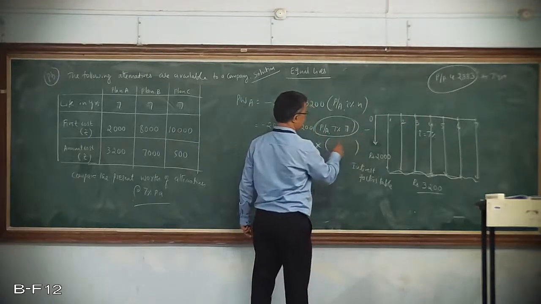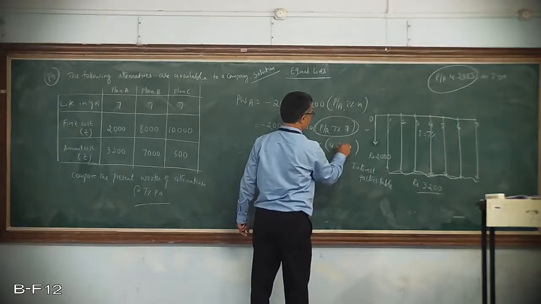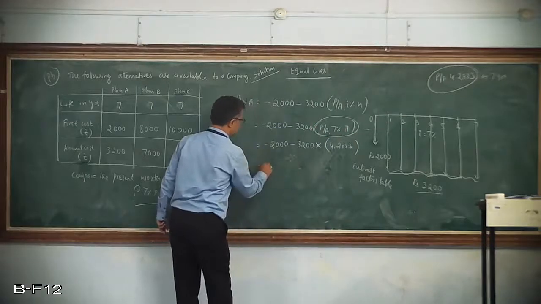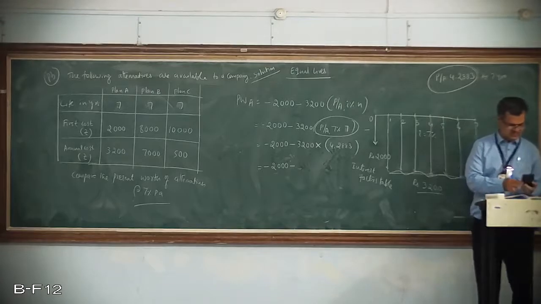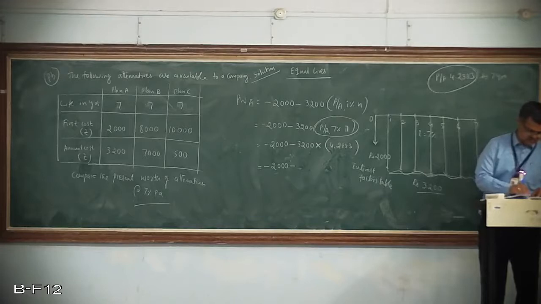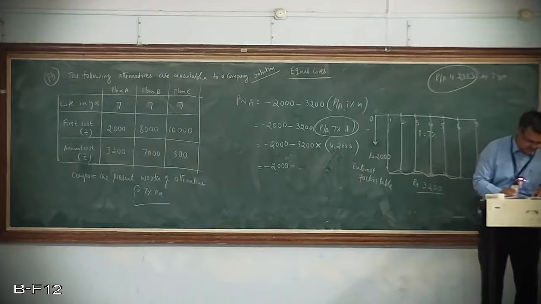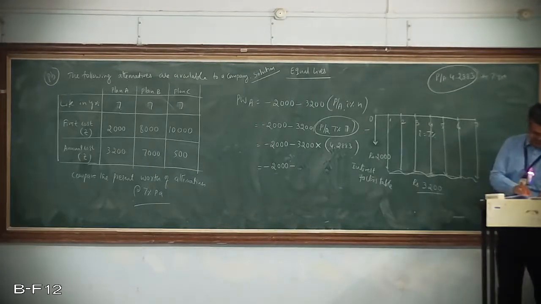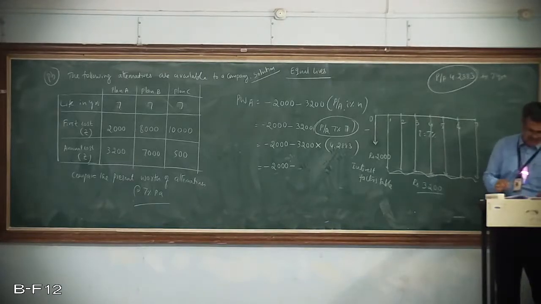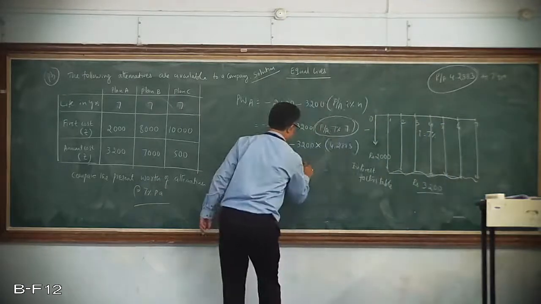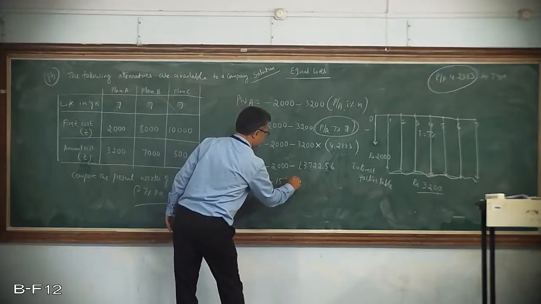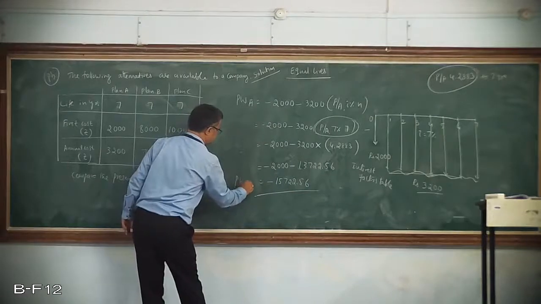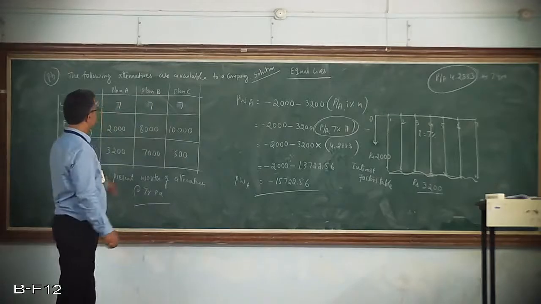So the value of this factor is going to be 4.2883. So that is equal to minus 2000 minus, so multiply this value, 3200 by 4.2883. That is equal to minus 15,722.56. This is the value you got for the present worth of plan A. Okay, similarly, we'll do it for plan B now.